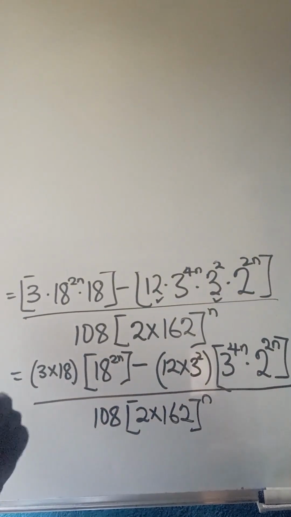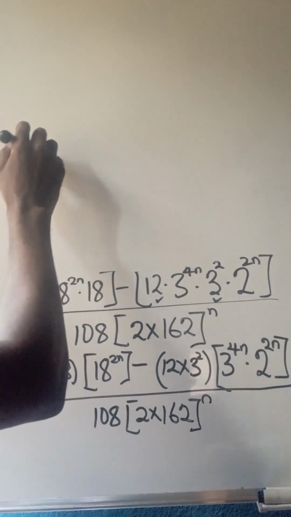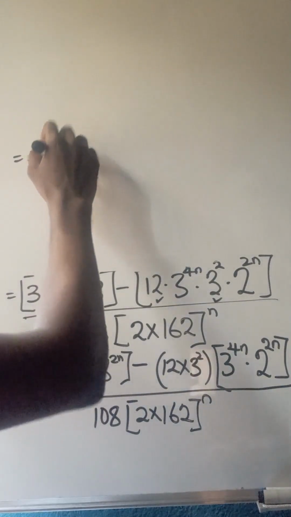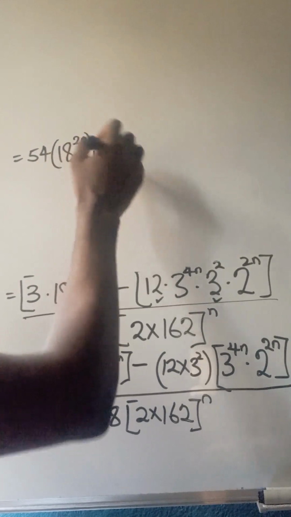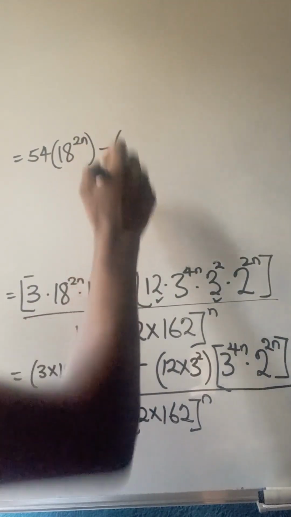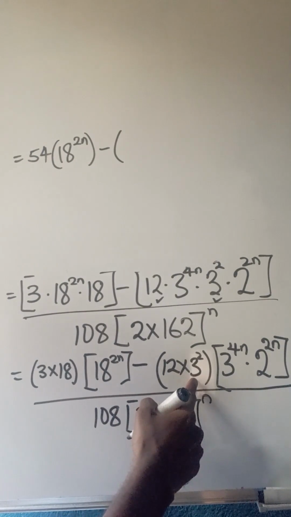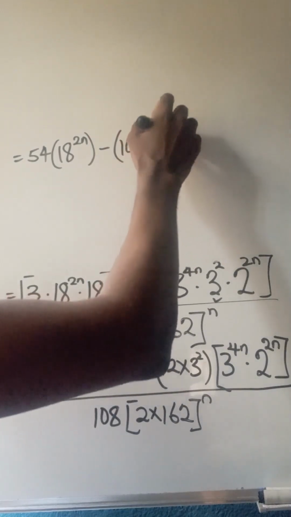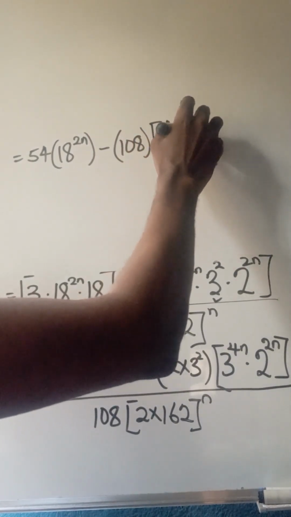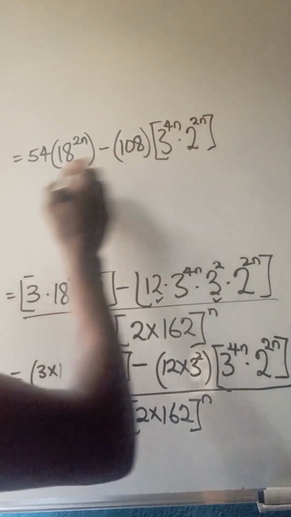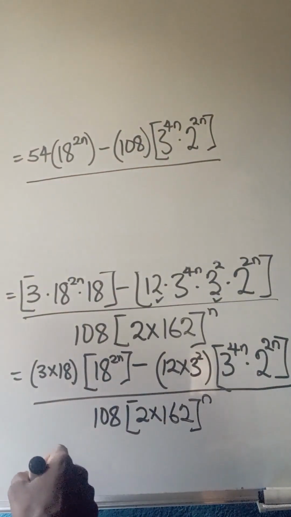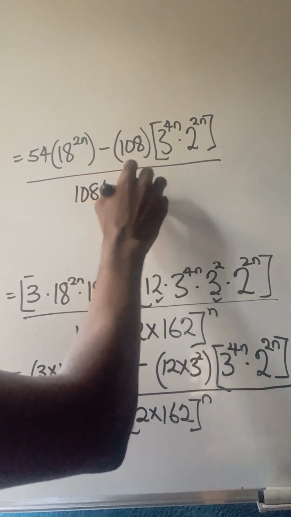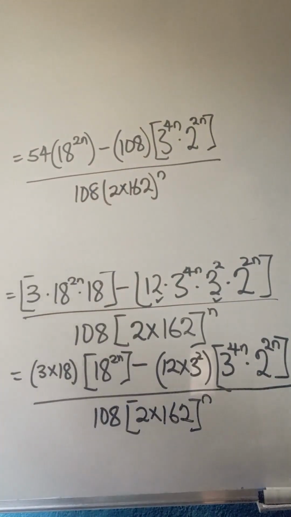Of course, this will further give me 3 times 18, which is 54. So we have 18 raised to power 2n, minus 12 times, this is 9. 12 times 9 is going to give us 108. Then we'll still have this 3 raised to power 4n multiplied by 2 raised to power 2n. So all this divided by, let's still keep this as 108 into 2 times 162 raised to power n.